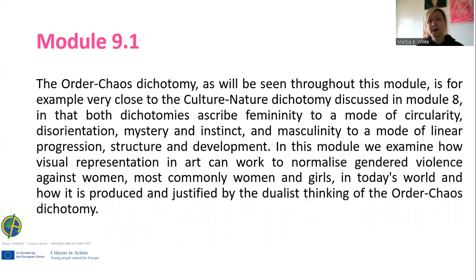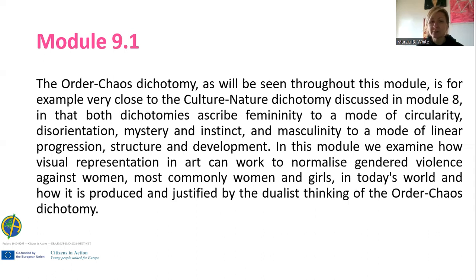The order-chaos dichotomy, as will be seen throughout this module, is, for example, very close to the culture-nature dichotomy discussed in module 8. In that, both dichotomies ascribe femininity to a mode of circularity, disorientation, mystery, and instinct, and masculinity to a mode of linear progression, structure, and development.